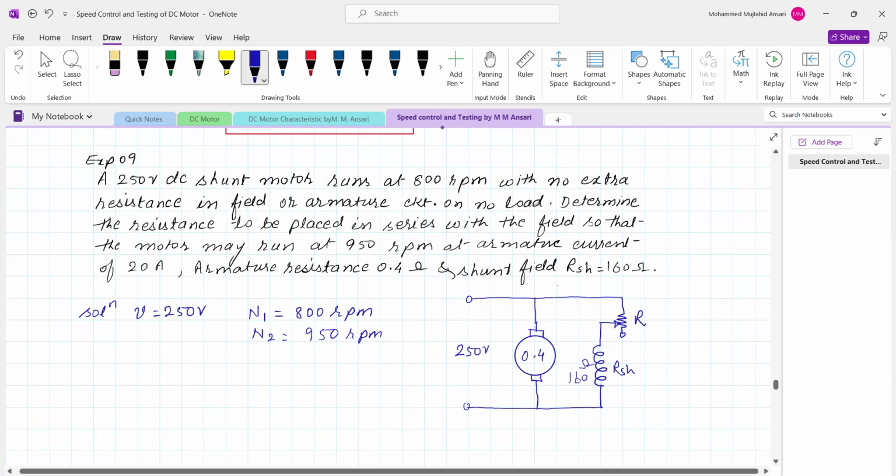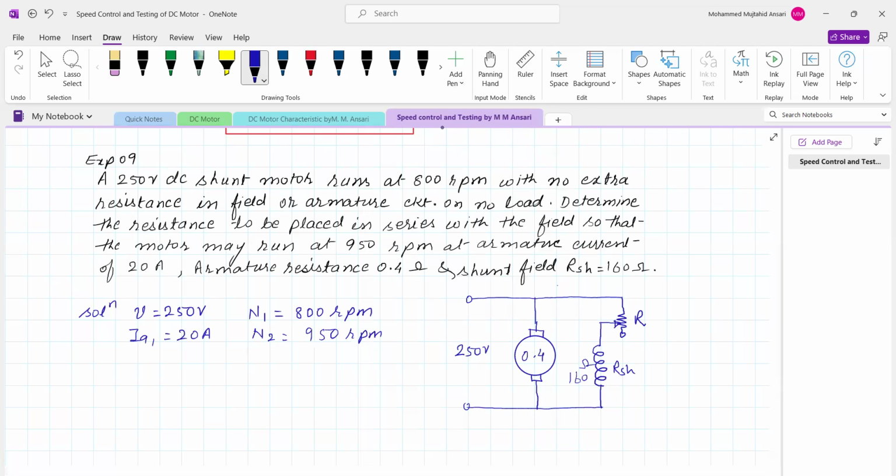So this is given. Armature resistance is given. Here the change in torque is not given. So we consider that the armature current IA1 is 20 ampere. If the relation of torque is given, then it is possible to find out the current in the second case. Here the torque is not going to change.